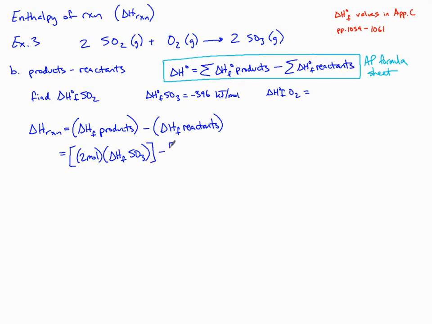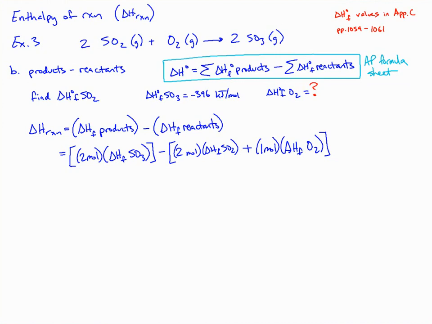Then minus the reactants, we have 2 moles of the SO2 plus, sigma means sum, so we're adding, plus we have 1 mole of the oxygen, which we'll need to figure out. All right, so let's put in some numbers and figure this out as we go.